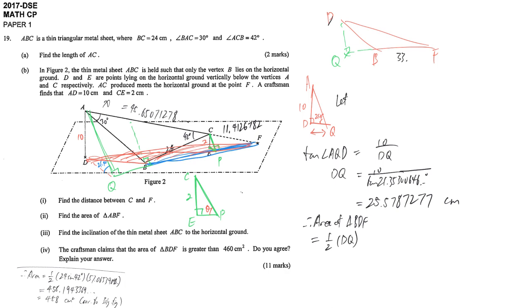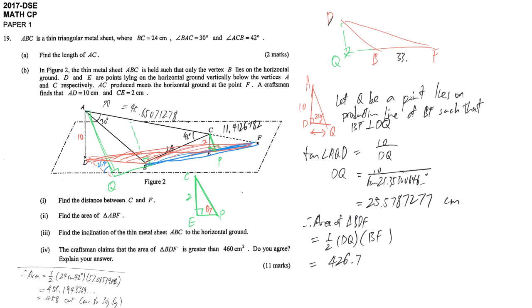You better write down. So DQ times BF. Then we just use the data that we have. Then we get the exact area of this is 426.7 something, and then it is definitely smaller than 460 that they want us to compare. That's why we do not agree.